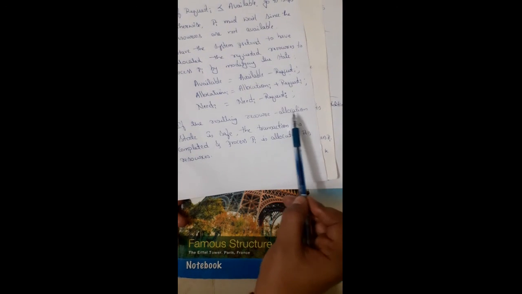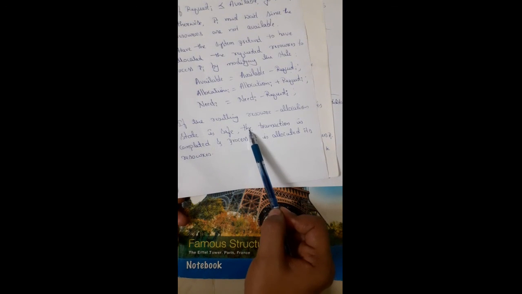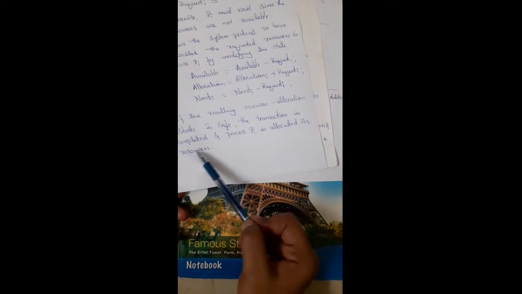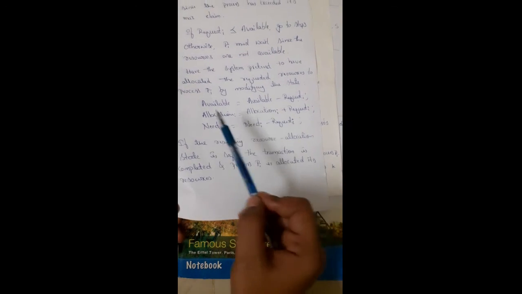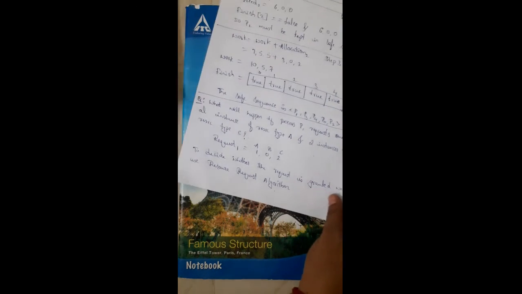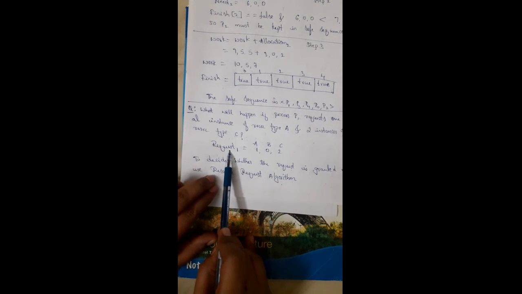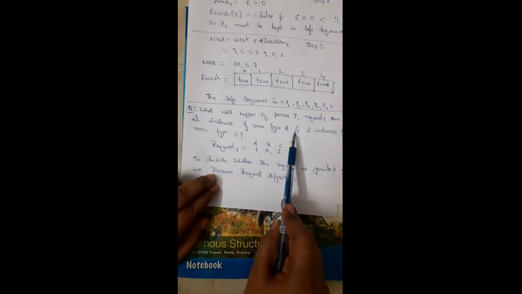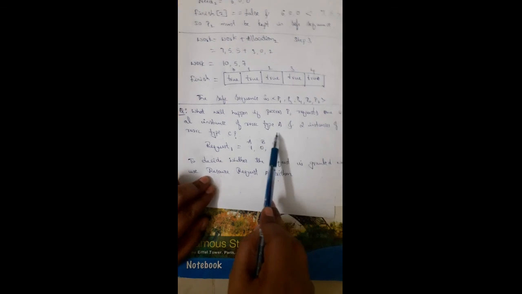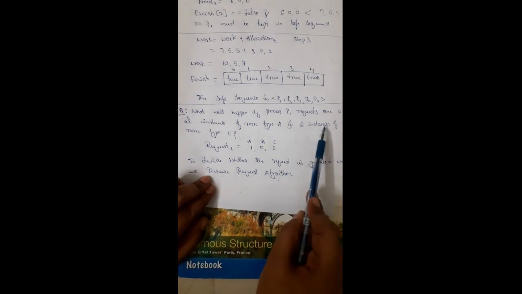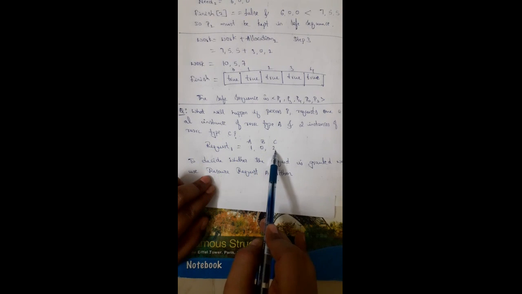If the resulting resource allocation state is safe, then the transaction is completed and process Pi is allocated its resources. Okay, we'll see with respect to the problem now. Consider there is an additional request from the process P1. It requires one instance of resource type A and two instances of resource type C. So A is 1, B is 0, C is 2.